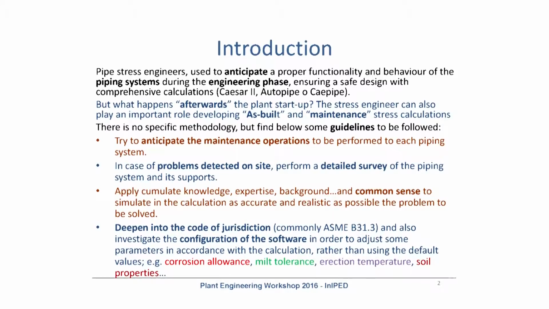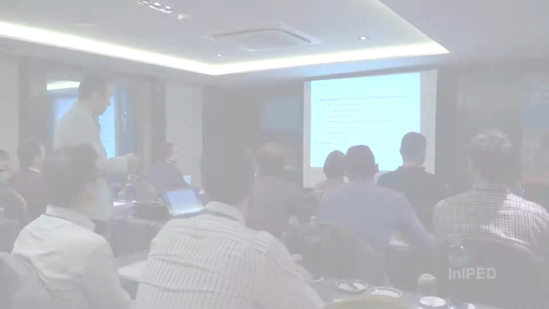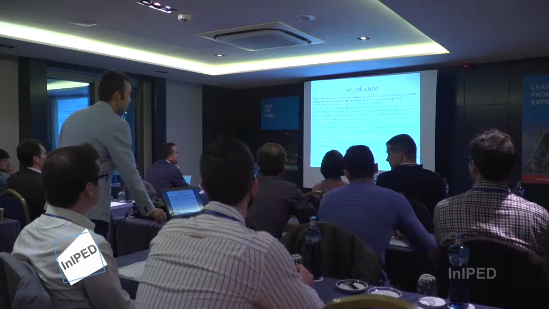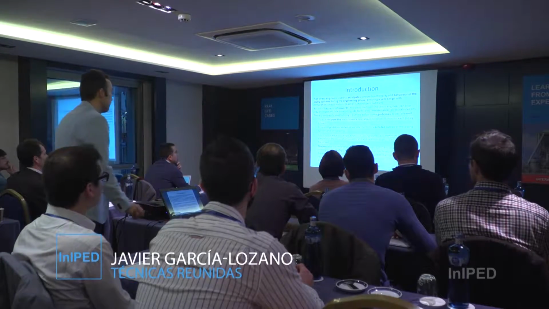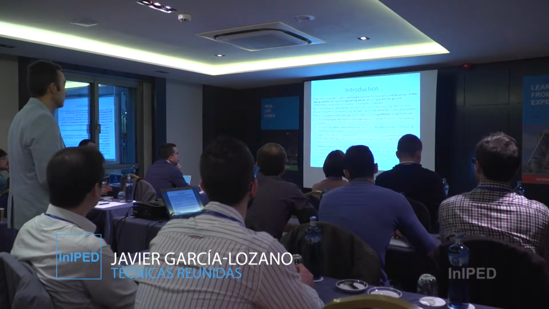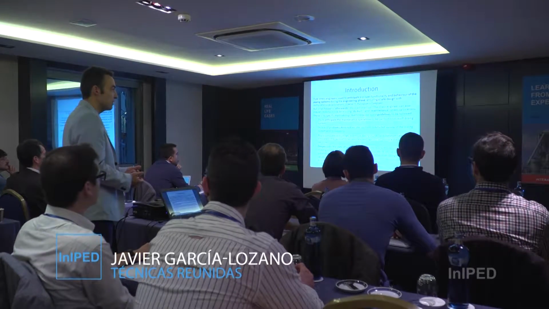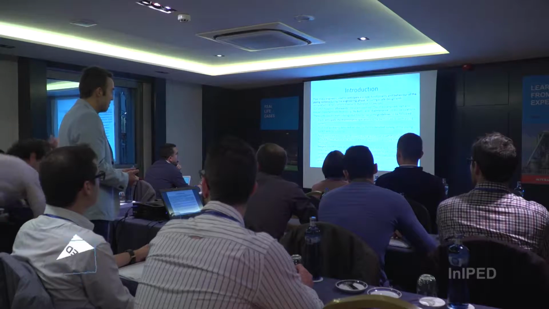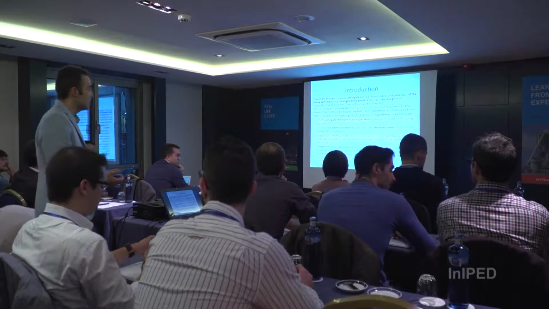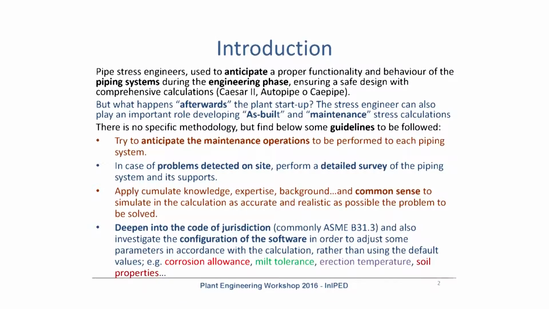Pipe stress engineers are used to anticipate a proper design, a proper functionality and behavior of the piping systems. During the engineering phase, a safe design is ensured with comprehensive calculations normally performed with specialized software such as CAESAR II, AutoPIPE, or GuidePipe. But what happens afterwards, once the plant has started up? The stress engineer can also be involved in many interesting calculations, what we have called as-built, maintenance, or commissioning calculations.